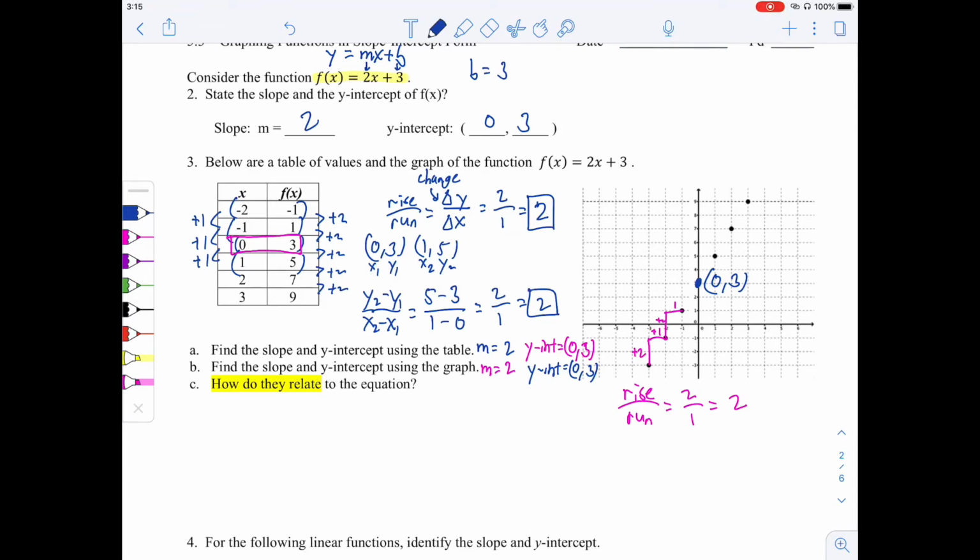And how do they relate to the equation? Let's look at them all. The slope is 2 from the equation, and we did it by a table and got 2, and we did it by the graph and also got 2. They're all the same. And our y-intercept was 0, 3, and for our table we also got y-intercept 0, 3, and we also got y-intercept 0, 3 on our graph right there. So they're all related. We can look at the equation to get our slope 2, y-intercept 3. We can use a table to find the change in y over change in x, which is 2. The y-intercept always has an x of 0, so 0, 3. And on our graph, we use up 2, right 1, up 2, right 1, and our y-intercept is 0, 3. So they're all related, they're all the same.